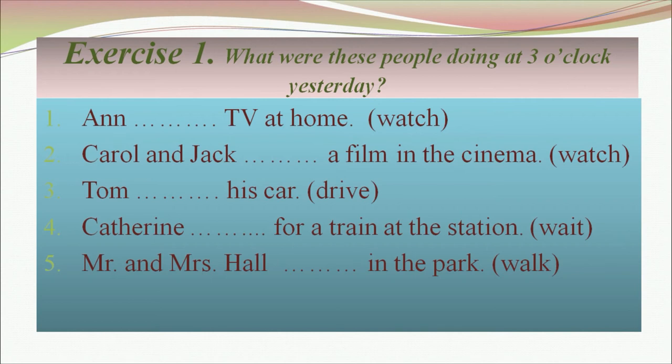Okay, exercise one. What were these people doing at 3 o'clock yesterday? Let's do it together. For example, Anne, watch. You should use the formula: to be, was or were, and the verb plus ing. Anne was watching TV at home yesterday.